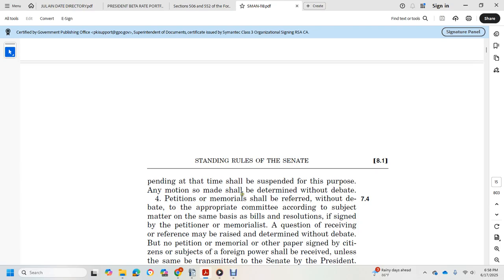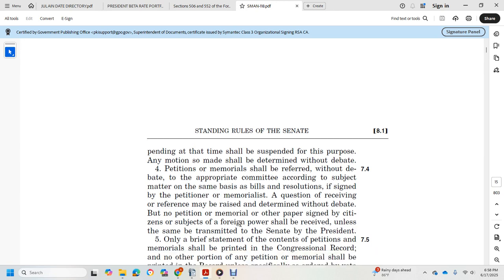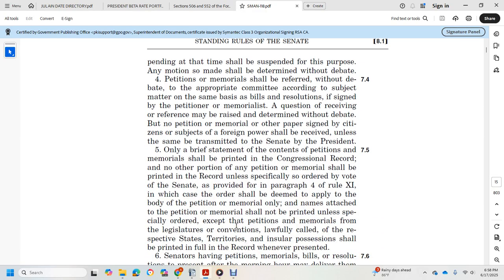Petitions and memorials shall be referred without debate to the appropriate committee according to the subject of the matter, on the same basis as bills and resolutions signed by the petitioner or the memorialist. A question regarding a reference may be raised and determined without debate, but no petition or memorial or other paper signed by a citizen subject to a foreign power shall be received unless the same be transmitted to the Senate by the President.